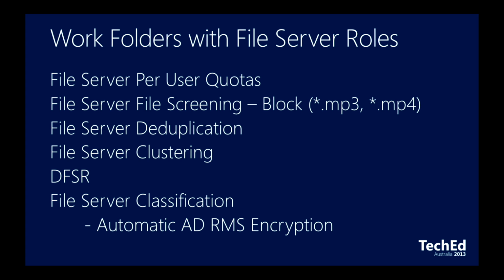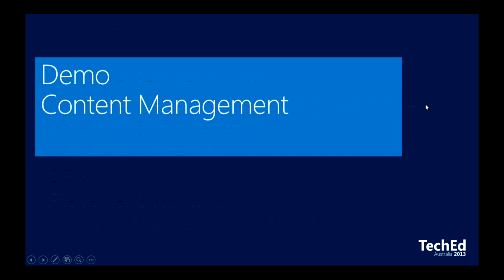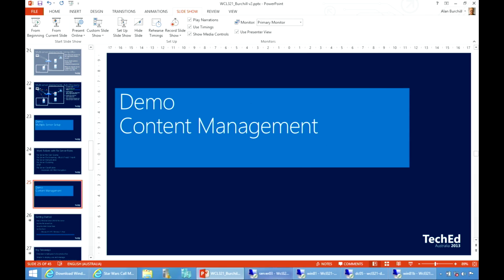Okay? You would use something like Active Directory rights management to control the content of documents that you need to control in work folders. But you can do that automatically with file server classification. Now I'm going to demo this.